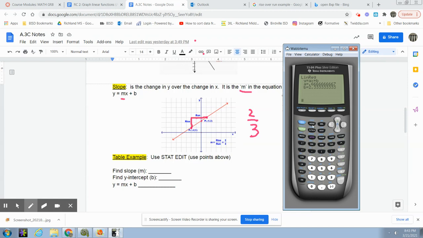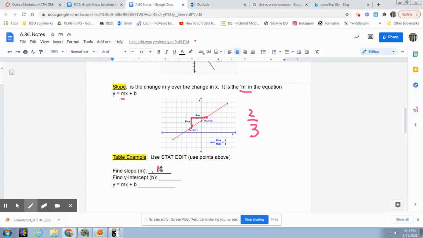Remember, if you have to convert, oh, come on now. There we go. So 2 divided by 3 is going to give us 0.66, and that's what we saw. So we know the slope is 0.66 or 2/3. We saw the y-intercept was 2.33.